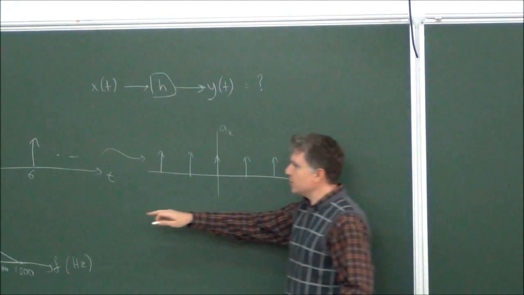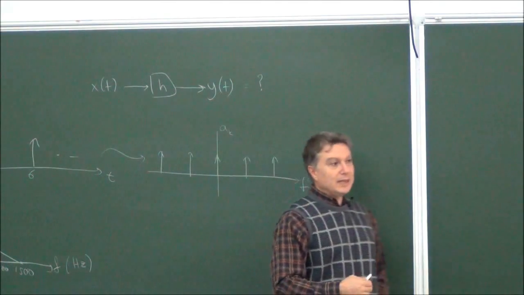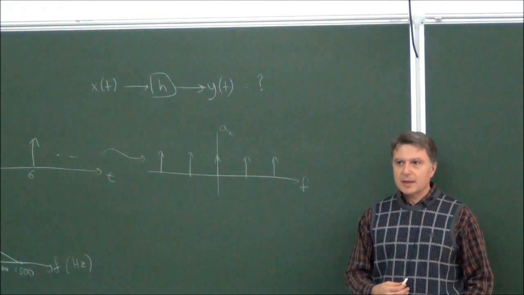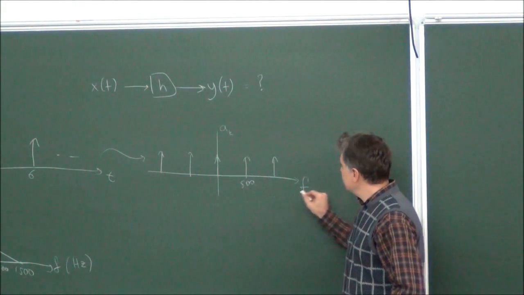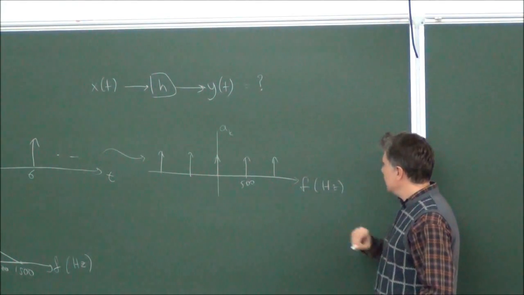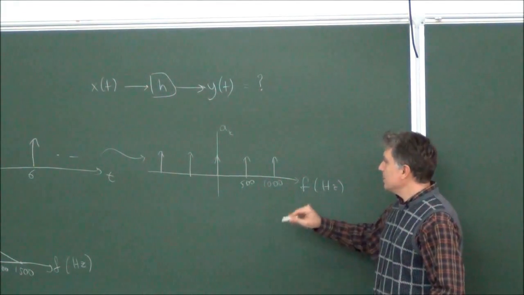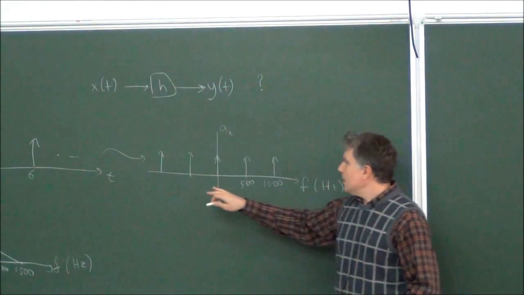What's the fundamental frequency? If 2 milliseconds is the period, then 1 over 2 milliseconds is the fundamental frequency, which is 500 hertz. Therefore, this is 500, if this is hertz. Then this is 1000. The next one is at 1500, and it goes on like that.